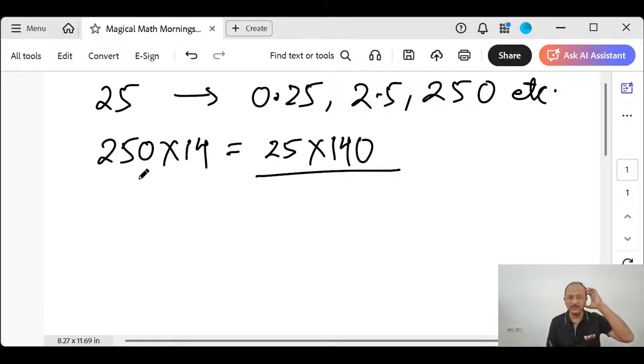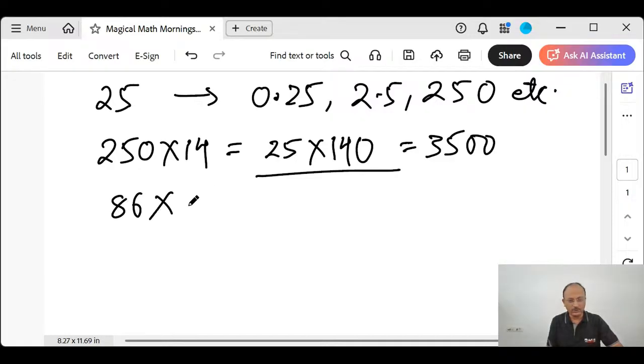So in mind, we can think this in the form of multiplying by 25. Yes, it is correct. 140, half is 70, half is 35. So directly we'll write it as 3500. Yes, 25 into 140 we'll write and then we'll do the multiplication. Perfect. Let's take this 86 into 0.25.